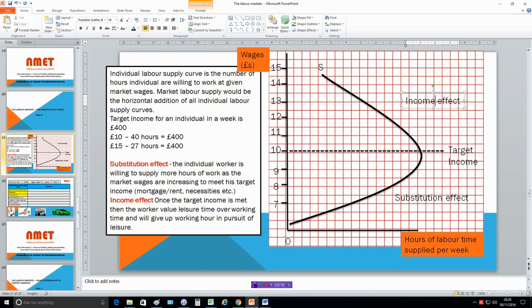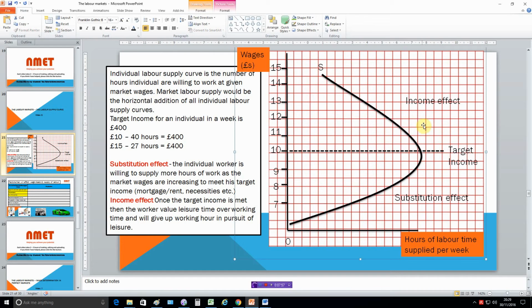Once the target income is achieved, once they've met it, they value leisure more, and they give up work. So if a firm wants to employ more workers above this, they probably have to give out much higher wages to bring them back in, so that the opportunity cost of leisure is too high for a worker to refuse.